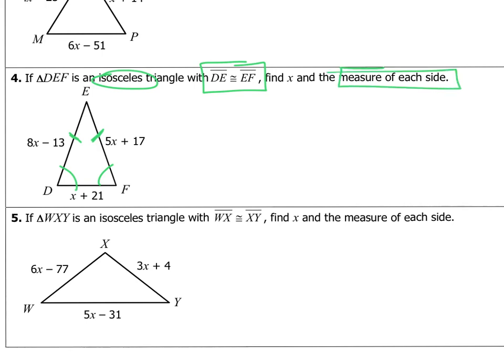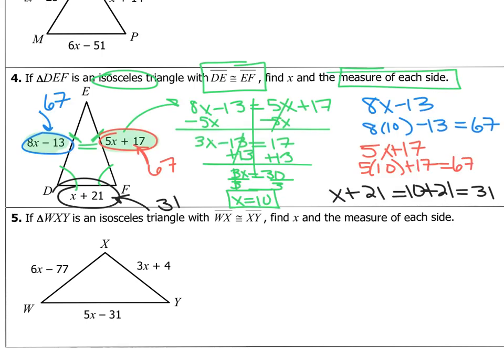Pause the video here. All right, guys, so there you have it. So I was able to figure out that x is equal to 10 because I set these two sides equal to each other, what I have highlighted here in green. So I set those two sides equal to each other because this is an isosceles triangle. After I solved for x, I already knew that what I have circled here in blue and red, those are equal to each other because, again, it's an isosceles triangle.